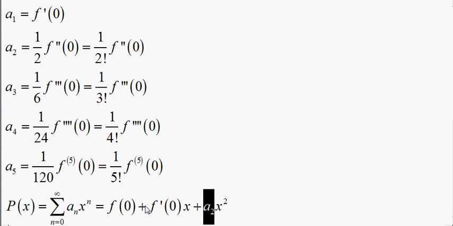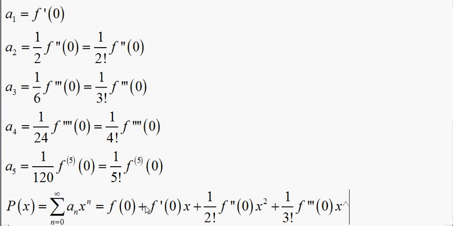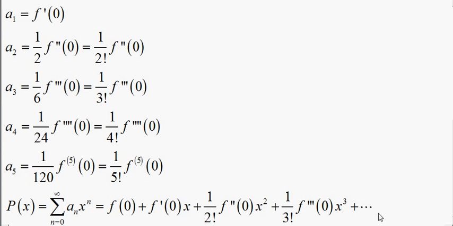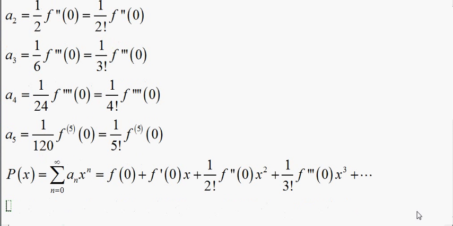So a2 is 1/2 factorial f double prime of 0. Then we have plus 1/3 factorial f triple prime of 0, x cubed. That's because this right here is equal to a3, and then you could just keep going. In fact, you could do it infinitely. There. So we can actually put this in a closed form and write it by following the pattern.